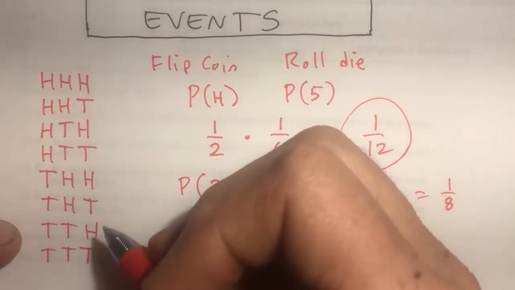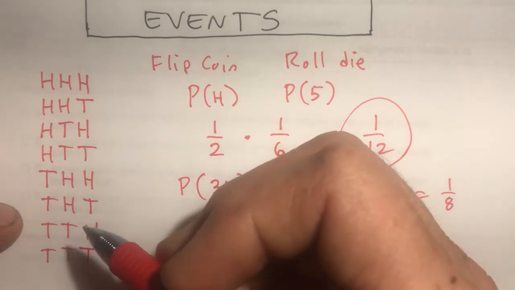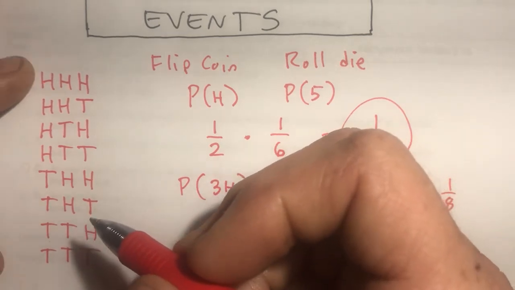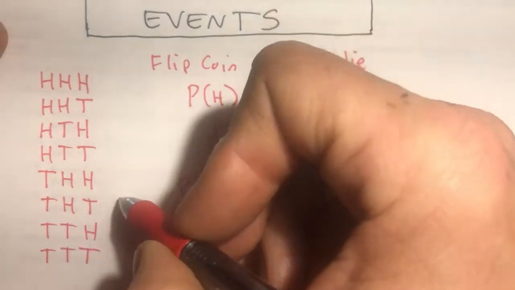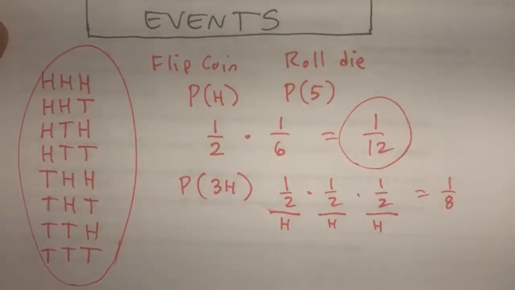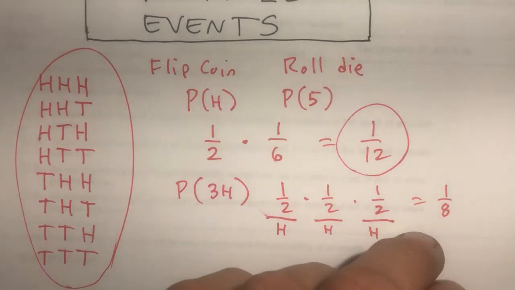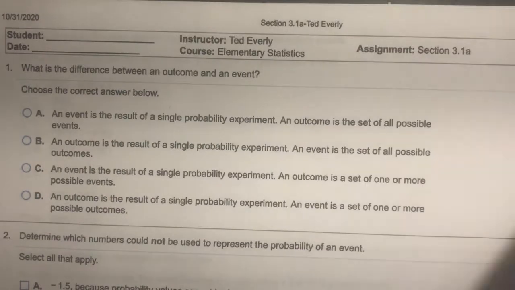I'm missing one. No, that's 8. 2, 4, 6, 8. There's all 8 of them right there. So this is my sample space right here. That's what I could end up with, my possibilities. Okay. Well, let's look at some problems that we're going to have.